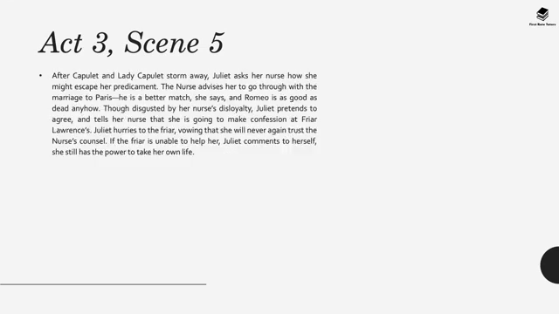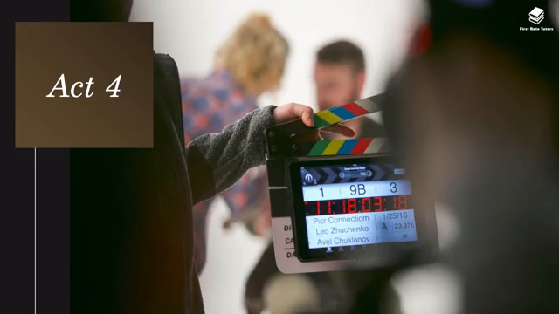After Capulet and Lady Capulet give her an ultimatum and storm away, Juliet asks her nurse how she might escape her predicament, and the nurse advises her to go through with the marriage to Paris, as he's a better match than Romeo, who's as good as dead anyway. Though disgusted by her nurse's disloyalty towards Romeo, Juliet pretends to agree and tells her nurse that she's going to make a confession at Friar Laurence's, and Juliet hurries off to the friar.